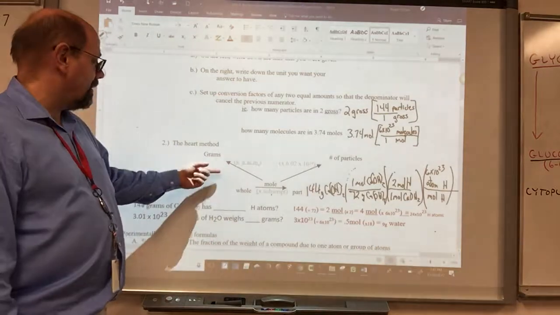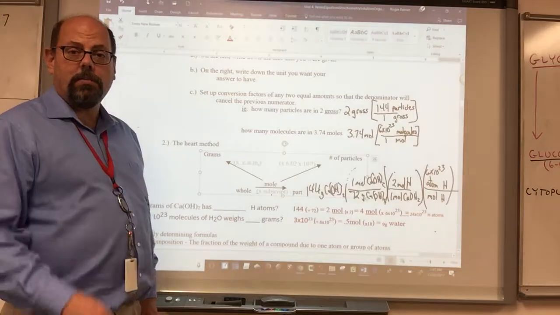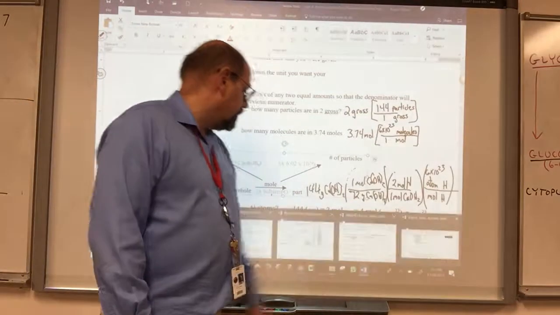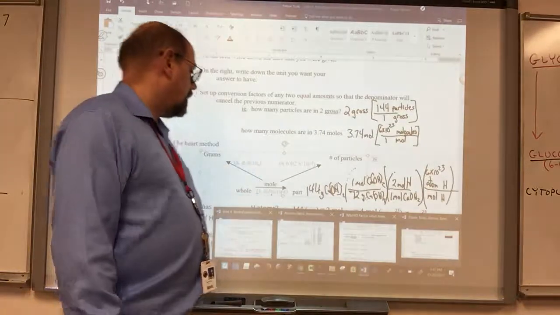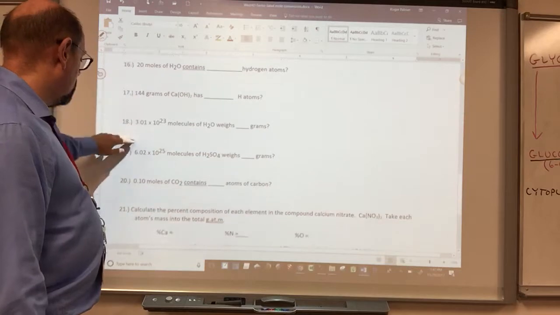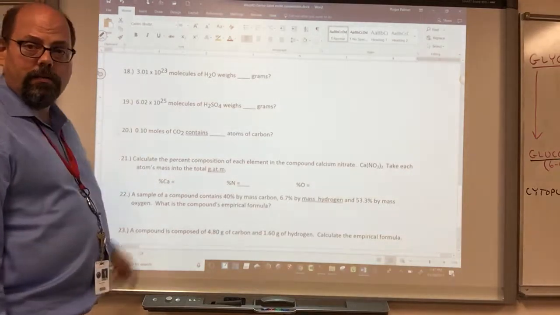So if you like this method, this Hart method, I did include it on the back side of the sheet so you can refer to it on your worksheet. So please feel free to use that and finish down through all of these if you want. And when you get to 21, I'll leave a little video for that too.